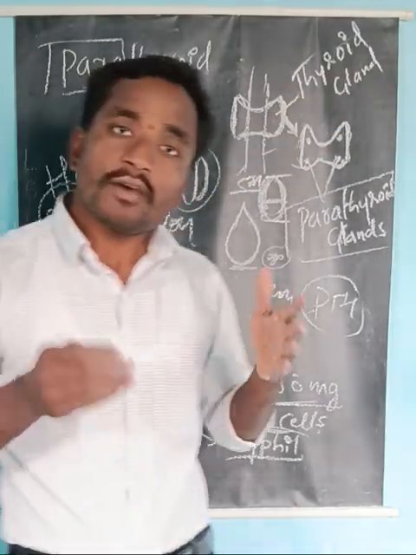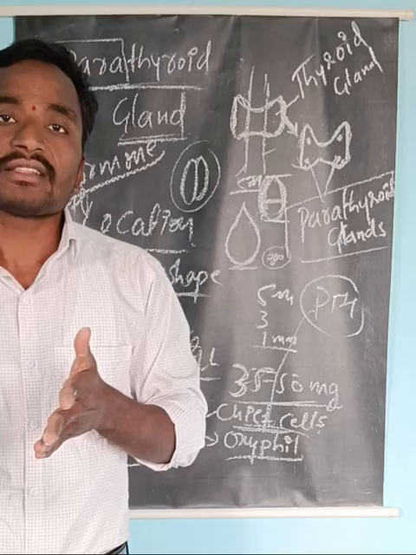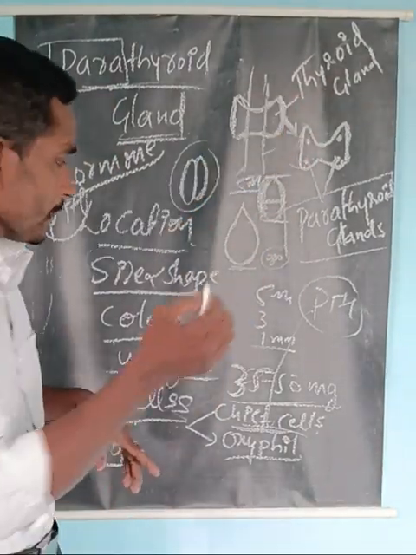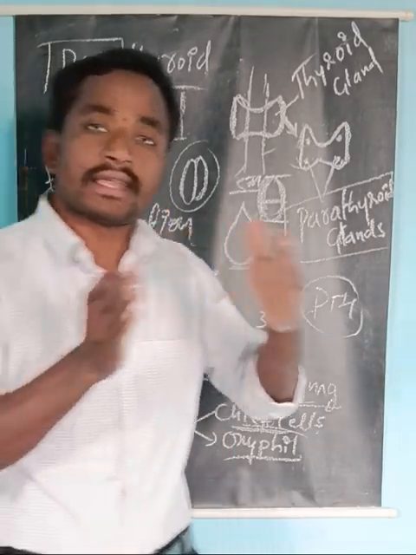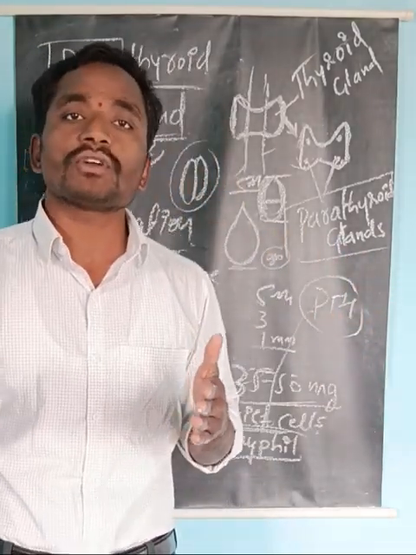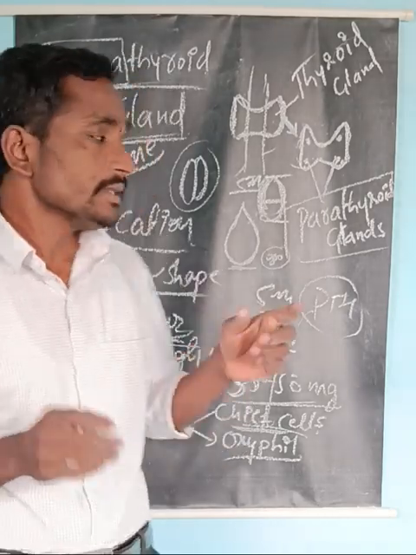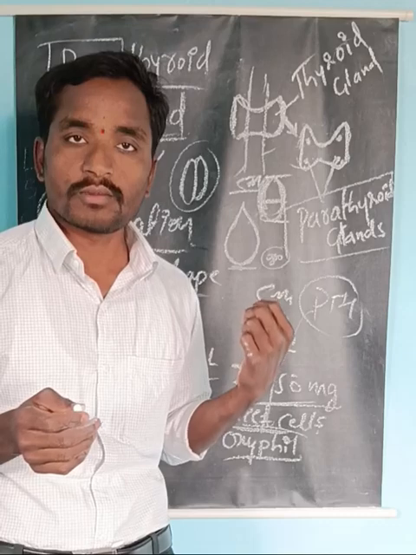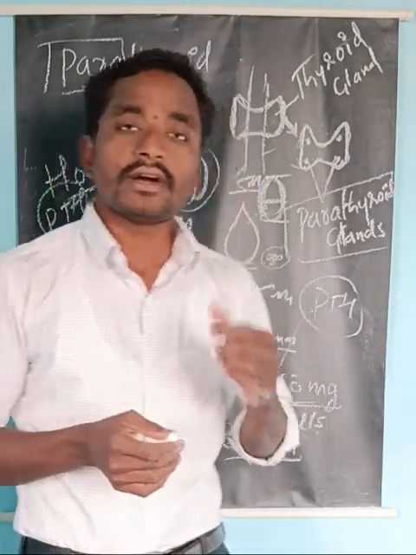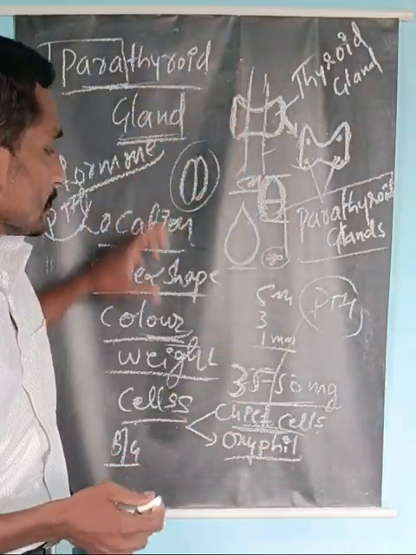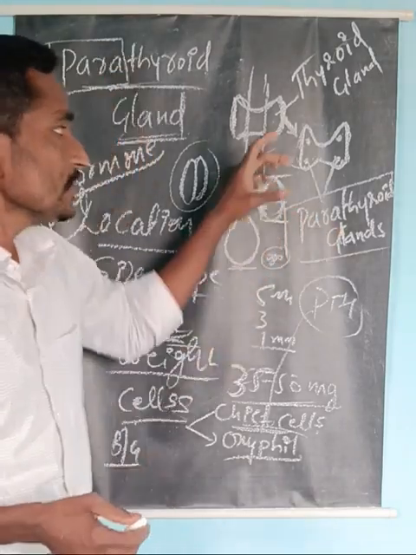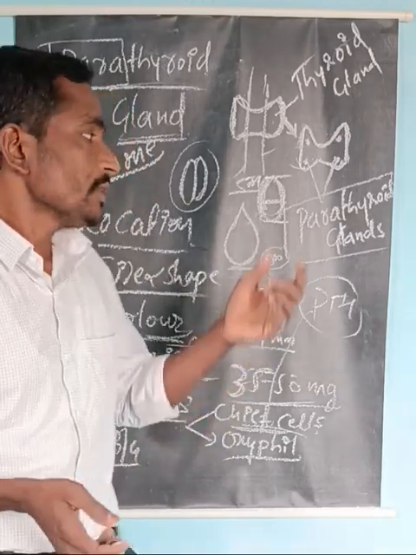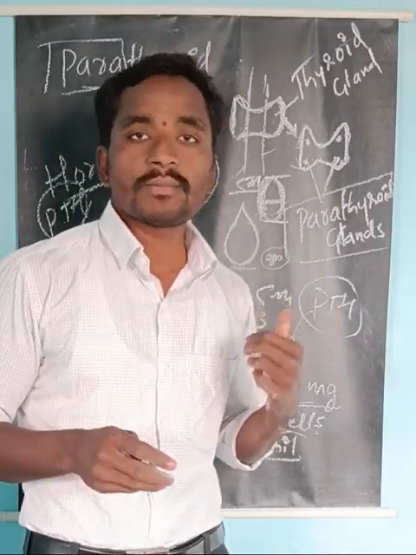Now come to the applied anatomy. There are some diseases that affect the parathyroid glands. The first one is hyperparathyroidism, which means there is excessive secretion of parathyroid hormone. The next one is hypoparathyroidism, which means there is less secretion of parathyroid hormone. These are the disorders that affect the parathyroid glands, and cysts and some cancers can also affect them. Okay, so this is regarding the parathyroid glands.